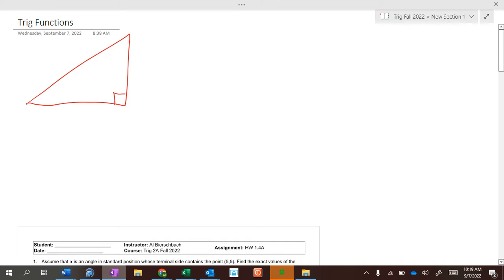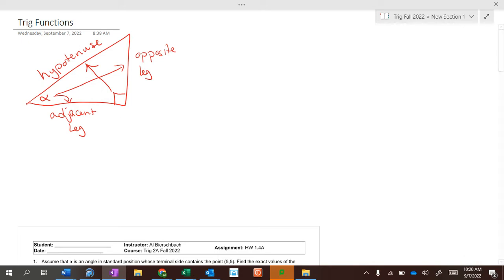So when you have a right triangle, what's that side called? If your angle that you're looking for is in that corner, this side is called the opposite leg. This side is called the adjacent leg.